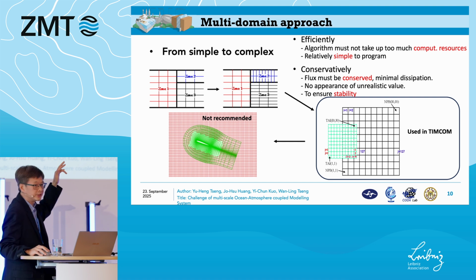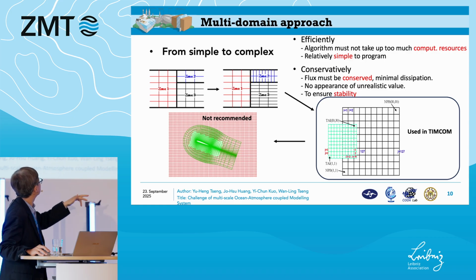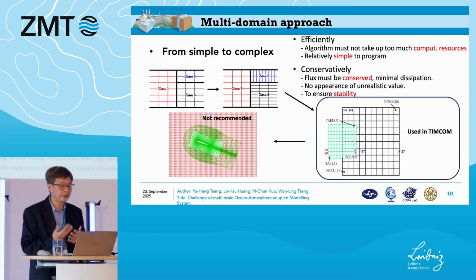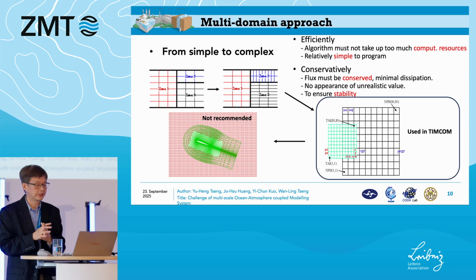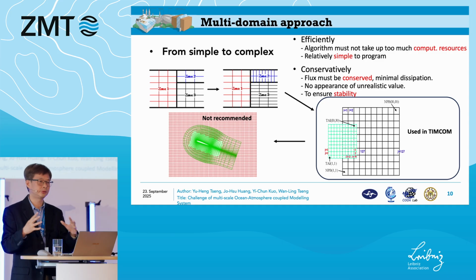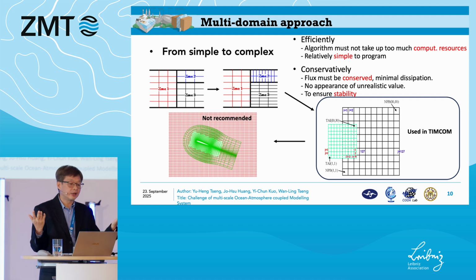In terms of the coupling between the coarse grid and the high resolution grid, efficiency is very important. We believe the algorithms must not take too much computational resource, and they need to be relatively simple to program. For the MPAS ocean, that's one example, sometimes the computation is too much, at least for us. The other thing we have to consider is conservation.